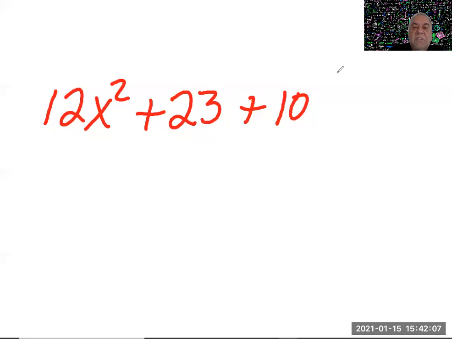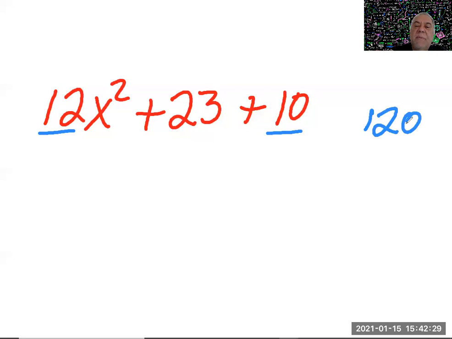I've got 12x squared plus 23x plus 10. Now remember the first thing you do, multiply this by this. 12 times 10, 120. You think, what are the factors of 120? Oh my goodness, there's a whole bunch of those.